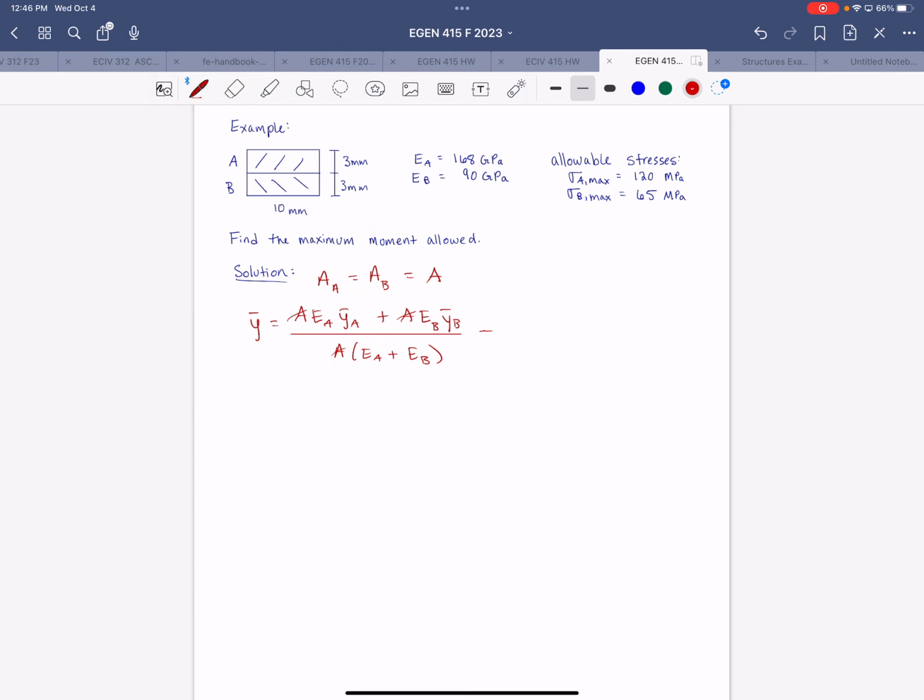So plugging in numbers, we have 168 for material A times the distance from the bottom to the centroid of A, which would be 3 plus 1.5, so 4.5, plus 90 for material B times 1.5, divided by the sum of the 2 material properties, which is 258. And so this calcs to be 3.45 units. Will be consistent with what was given, so millimeters.